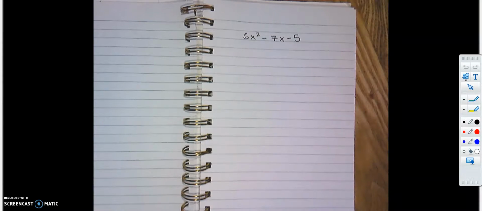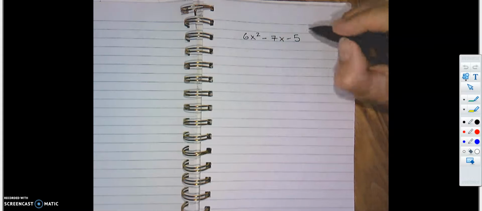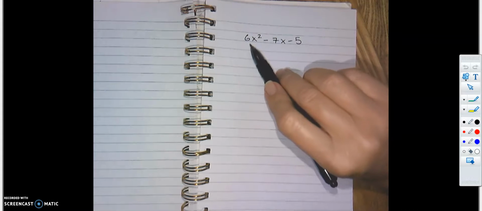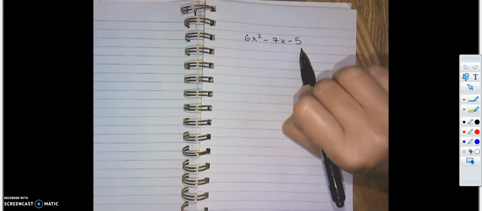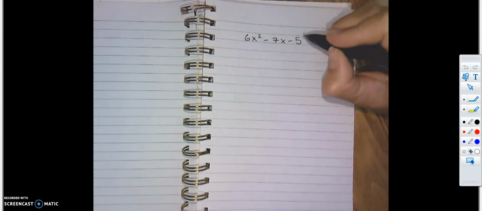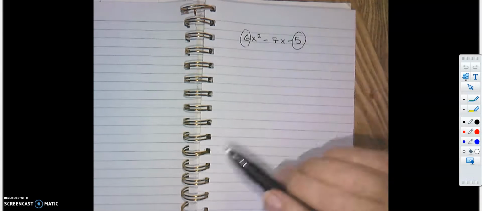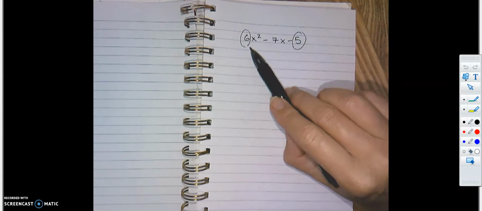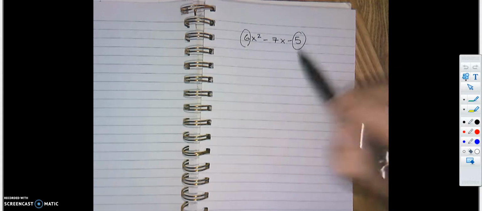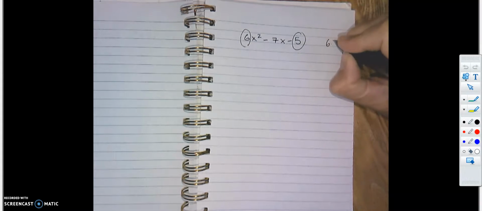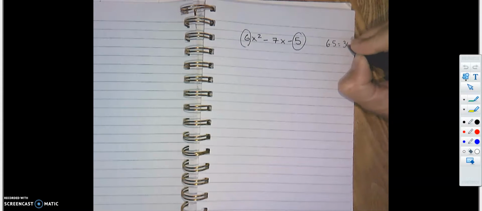Another one, so if we look at this one, same idea, quadratic, so you have x squared, x's, and numbers. Same method, you take the term that has no x's and the cofactor that was in front of the x squared. So in this case, we have a number in front of the x squared. So you're multiplying 6 by 5. So 6 times 5 gives you 30.